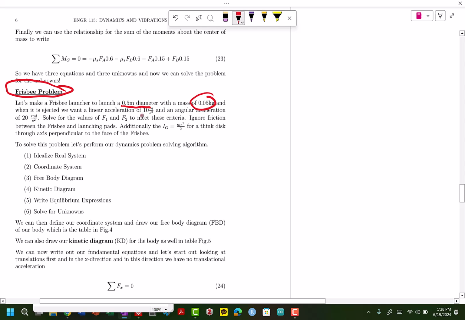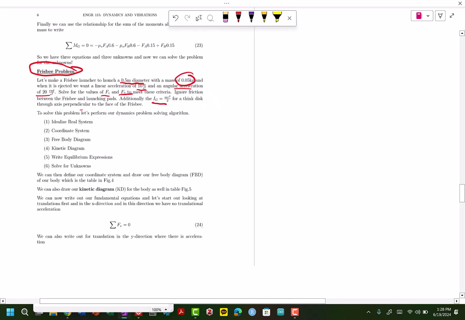We want a linear acceleration of this, an angular acceleration of this, and we need to solve for F1 and F2 to meet the criteria. Ignore friction between the Frisbee and launching pads. The IG is this for a thin disc through the axis perpendicular to the face of the Frisbee. And let's get at it.